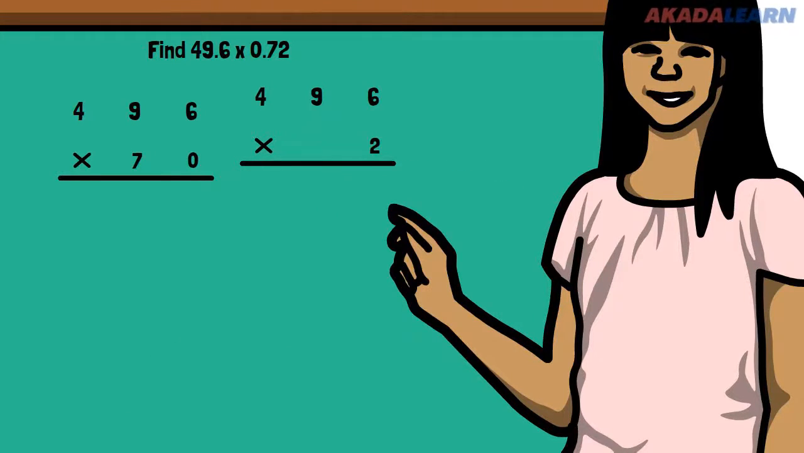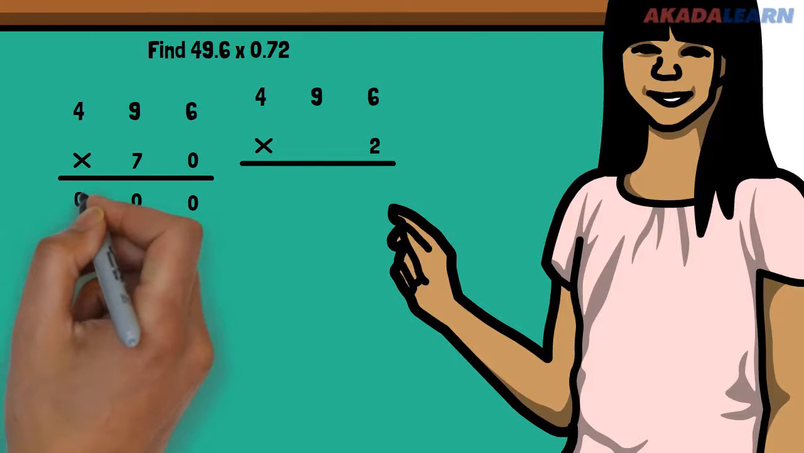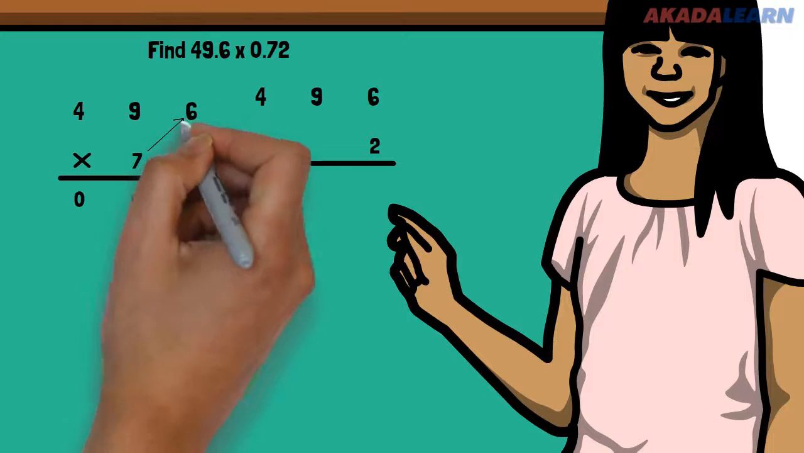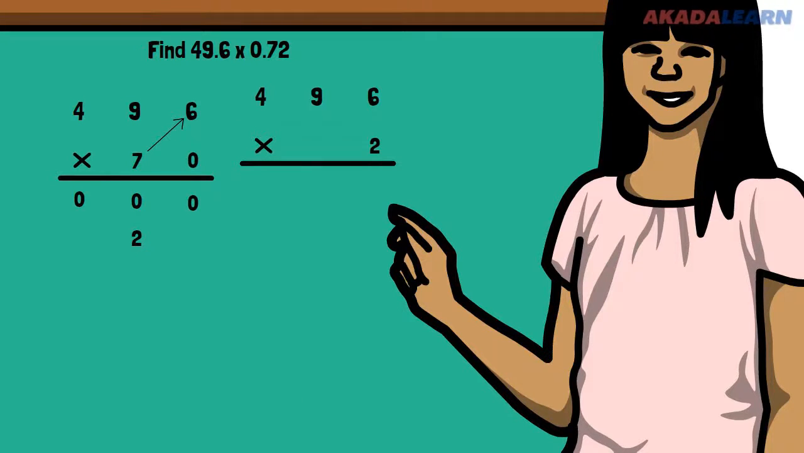So let's start: 0 times 6, that will be 0. 0 times 9, that will be 0. 0 times 4, that will be 0. So 7 times 6, that is 42. Write 2 down, plus 4 up there. And 7 times 9, that's 63, plus 4, that's 67. So write 7, then plus 1, plus 6 up there. Sorry, 7 times 4, that's 28, plus 6, that's 34.